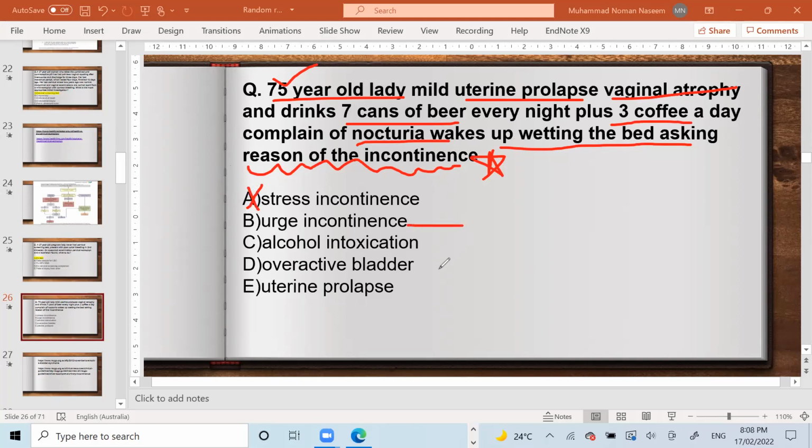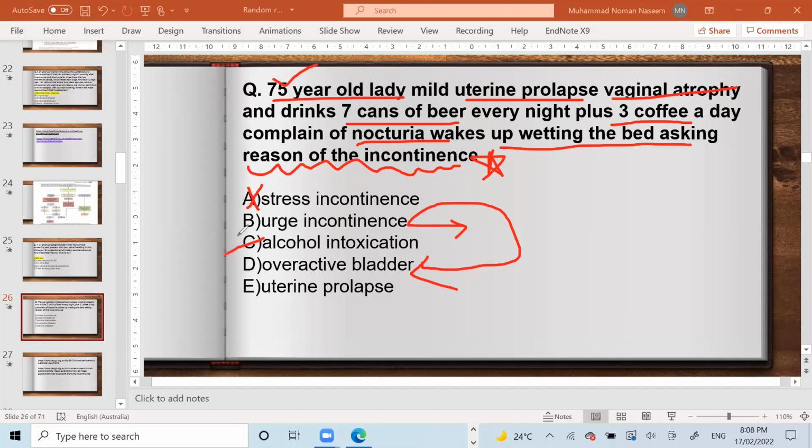So she is having urge incontinence. This is the condition she is having. Now, what is the reason for this condition? It is the overactive bladder, because she is drinking 7 cans of beer and 3 coffees, which cause and irritate the bladder. These are the stimulants. So she is having overactive bladder leading to the urge incontinence in her.